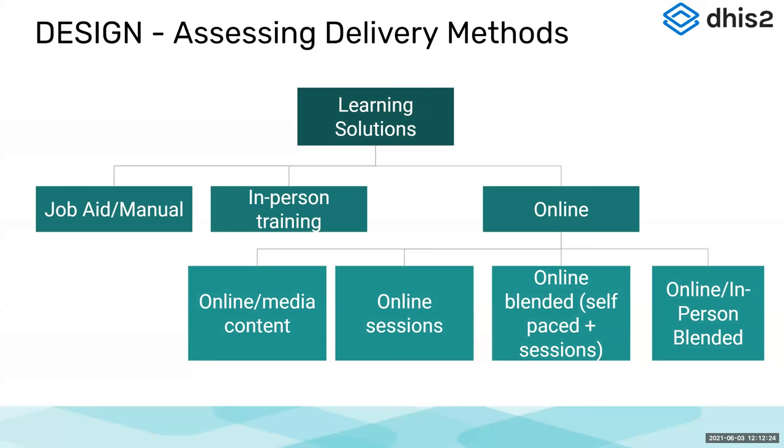So on one side, we have in-person training, job aids, manuals, things like that. And then on the other side, we have online solutions, right? Due to the nature of the current situation, this is the direction that a lot of people have gone in, of course. There are a number of different ways that we can deliver online training, though. Right now we're having sessions, right? We're here together as a group, and we're all gathered that way. But there can also be other methods that can be used depending on what's useful in the scenario that you're looking at, right?